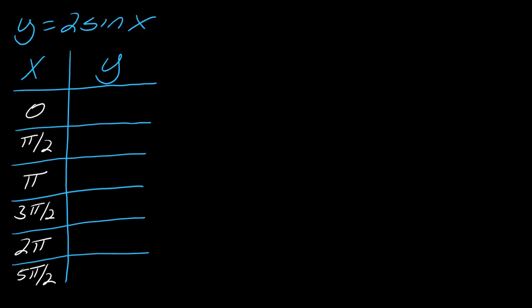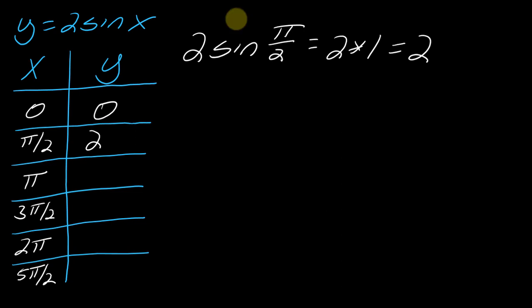And now I can go through and take the time to calculate these. So at 0, I just get 0, so that one's the easy one. Next, let's plug in pi over 2. For pi over 2, I have 2 sine pi over 2. Now, sine of pi over 2 is equal to 1. So 2 times 1 is going to be equal to 2, so that's the entry I put in the table. Let's do this again for pi. So 2 sine pi. Sine of pi is 0, so this will just equal 0.